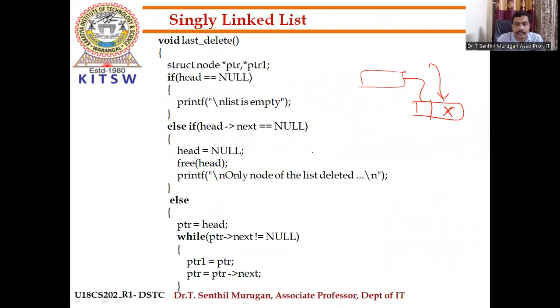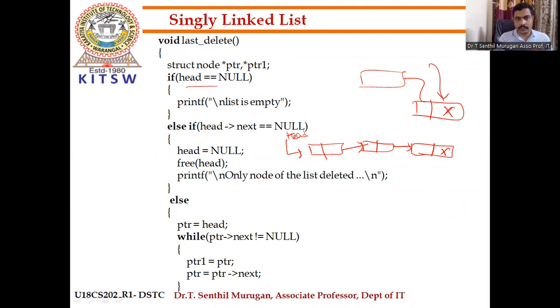How is it working? For example, consider a list with 3 nodes. Here the null pointer is there, and here the head pointer is pointing to the first location. Each node has a link like that. So what will I do now? First I will check whether the list is empty or not. Head is not equal to null means some nodes are there.